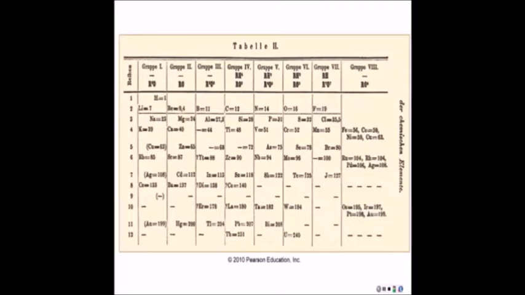And because they were in the same columns with elements that he knew, and he knew their properties, he was able to predict the properties of these undiscovered elements. And when they found them, they fit right into his table. So this told people his table is something that's real important.